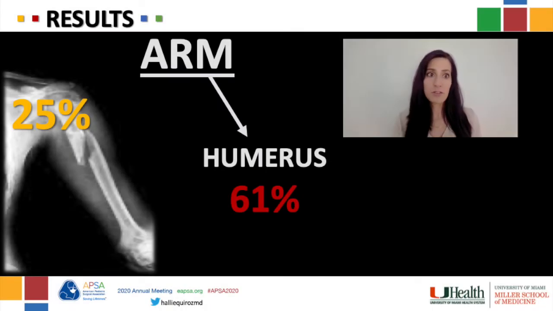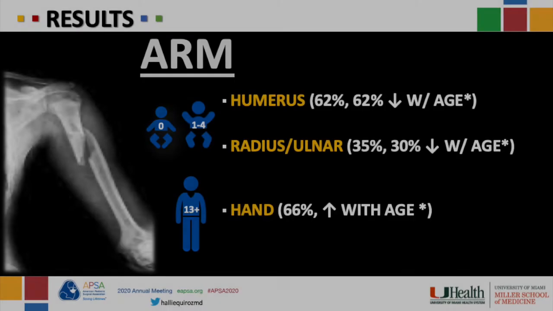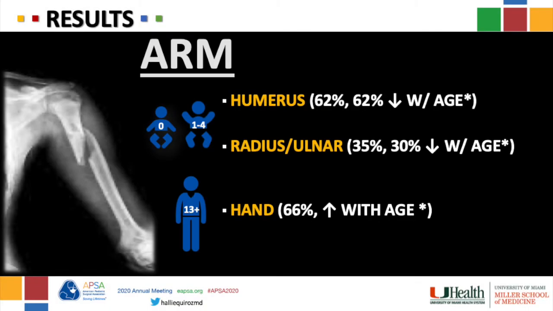Upper extremity fractures comprised 25% of the total cohort, with 61% being humerus fractures. The two youngest groups, infants and toddlers, had similar rates of humerus fractures. However, with age, these fractures became less common. This same phenomenon was seen in radio-ulnar fractures, although overall were less common. Adolescents, however, were more likely to have sustained hand fractures, and the incidence was seen to increase with increasing age.